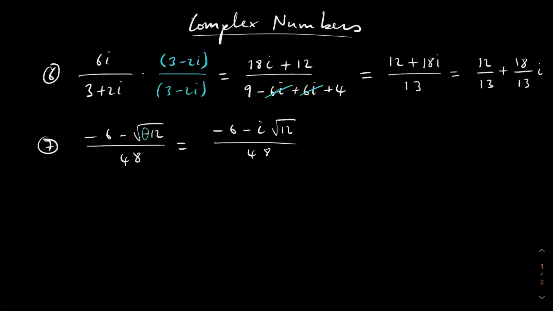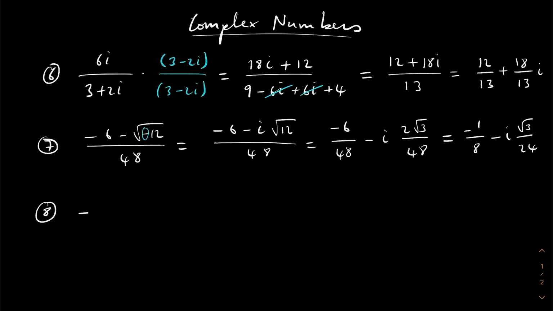And we can take out the negative as i here because remember at the beginning, i is the same thing as the square root of negative 1. And so after that, I can go ahead and rewrite this as negative 6 divided by 48 minus i times 2 root 3 divided by 48, because 12 is 4 times 3, and 4 can come out of the root as 2. Finally, I can simplify it further and write this number as negative 1 over 8 for the real part minus i square root of 3 over 24 for the imaginary part.